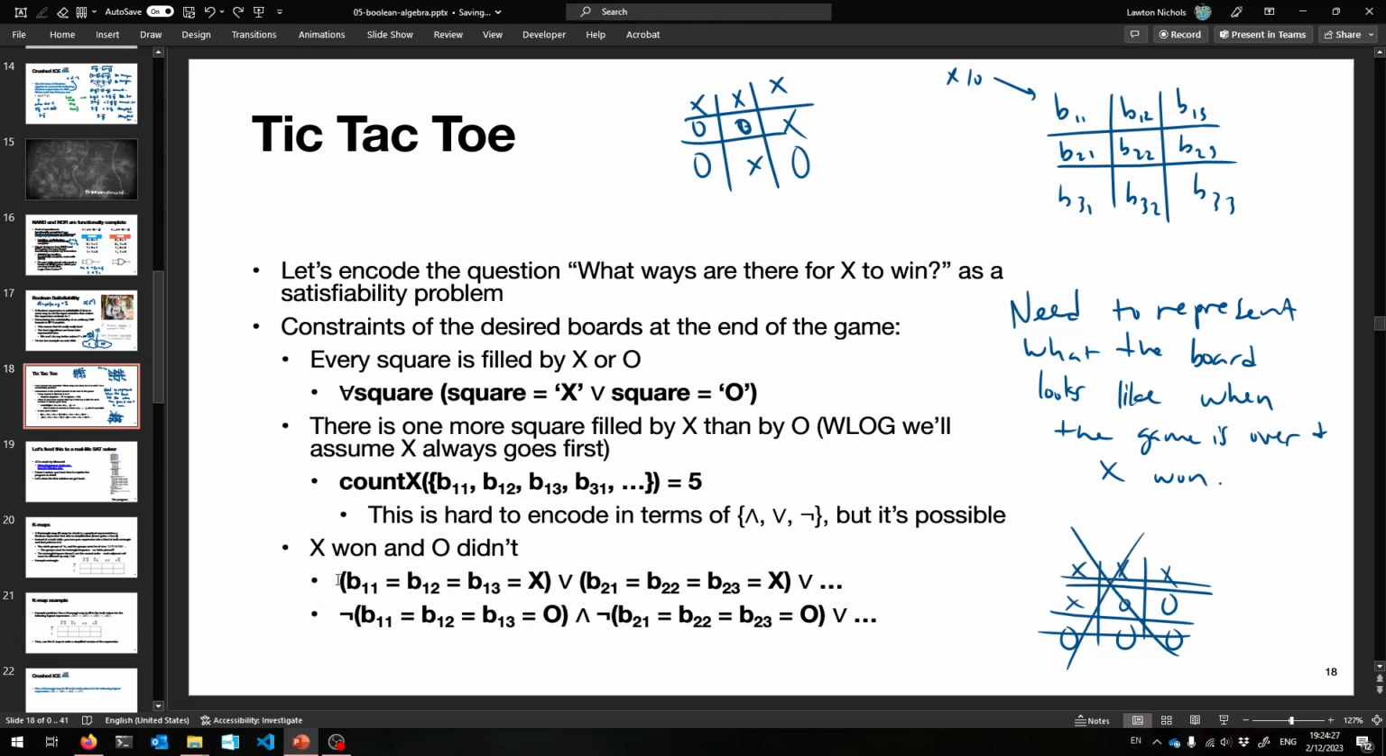All right, so we and together these 2 ideas. You kind of see how you can make a big long if statement that represents what it means for X to win this tic-tac-toe game. And then you can let the computer, a satisfiability solver, figure out what the board looks like in those cases. That's the idea, all right?